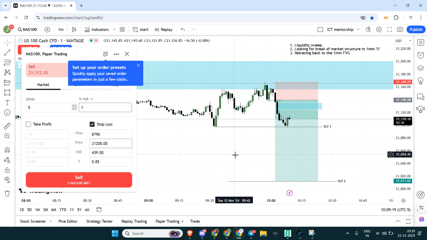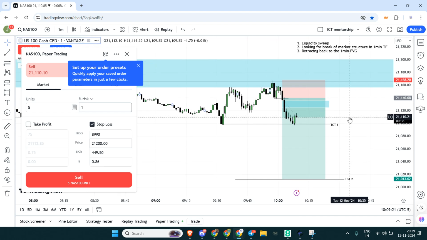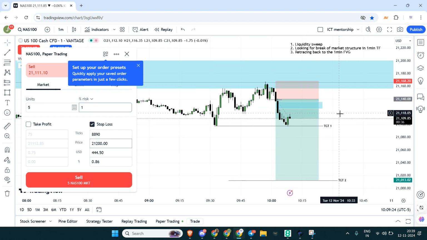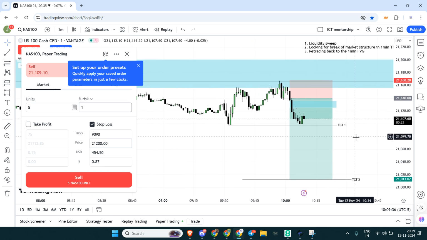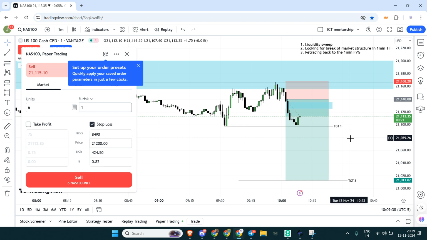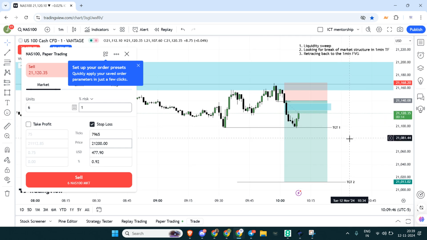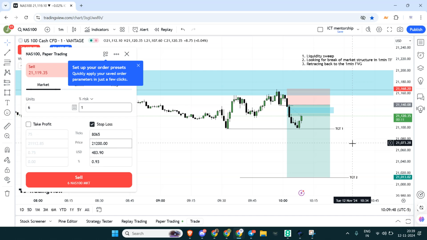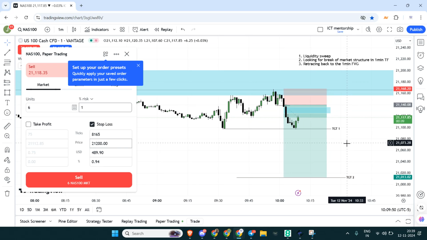As I expected, the market is going up. Maybe it will touch this region, this FVG, and will be coming down to our target number two. I haven't booked the partials because I have got a bias, and price already went up after sweeping this liquidity. So I'll be waiting more time. Let's see.